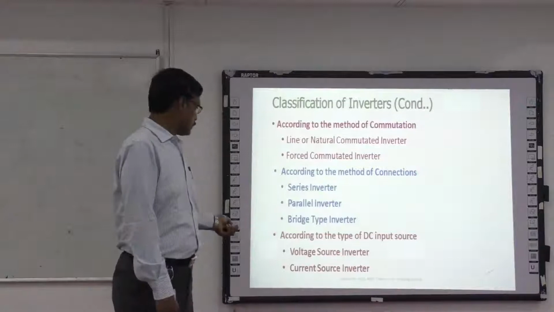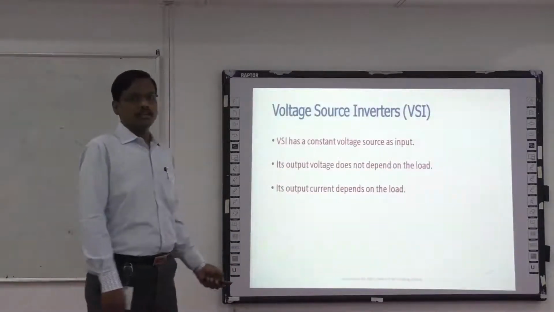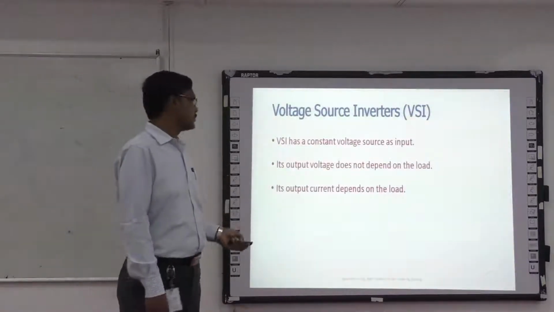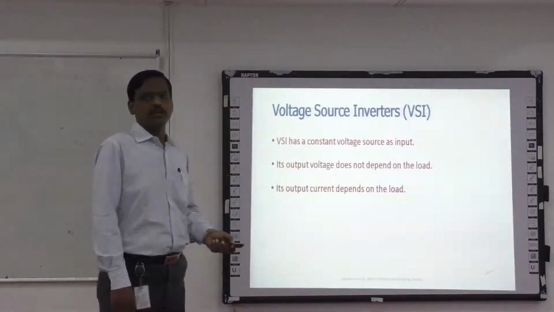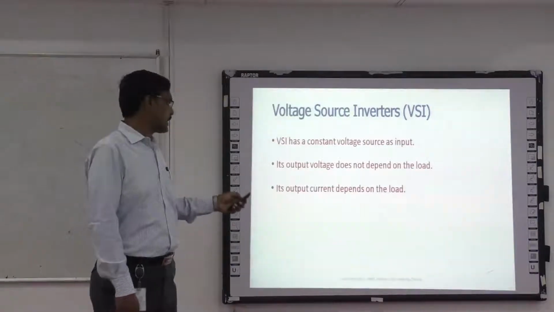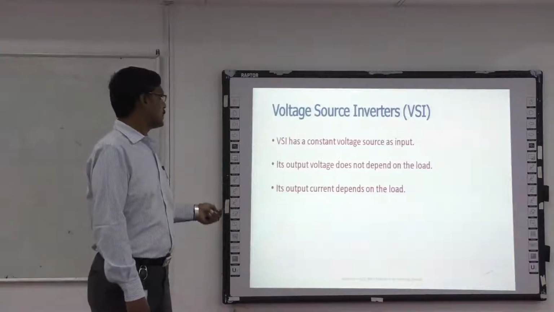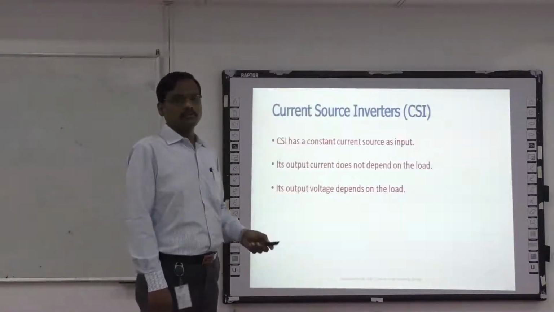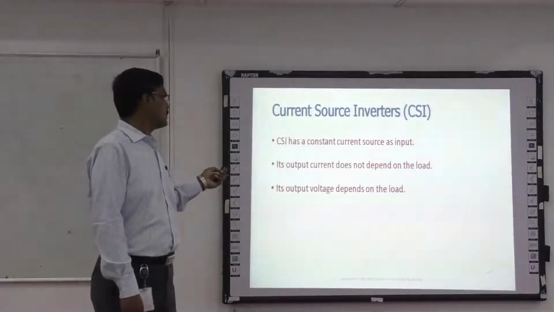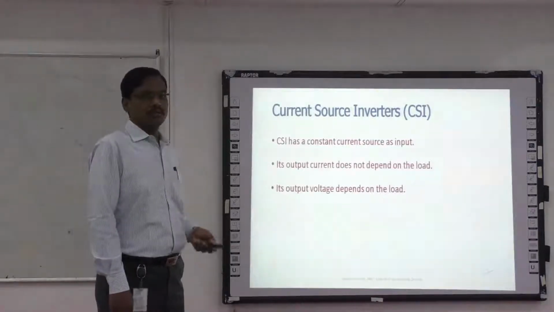Now we will discuss what is a voltage source inverter and what is a current source inverter. A voltage source inverter is an inverter which uses a constant DC voltage source as input. In this voltage source inverter, the output voltage does not depend upon the load, whereas the output current depends on the load. That is called a voltage source inverter. Then current source inverter. In the current source inverter, we use a constant DC current as input, and the output current does not depend on the load, whereas the output voltage depends on the load.